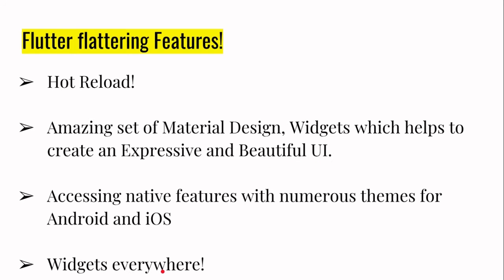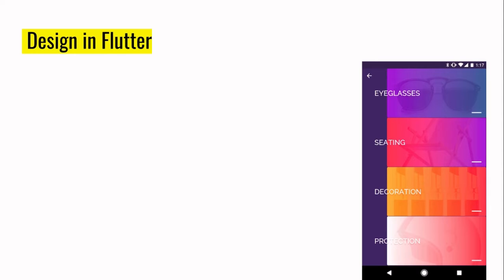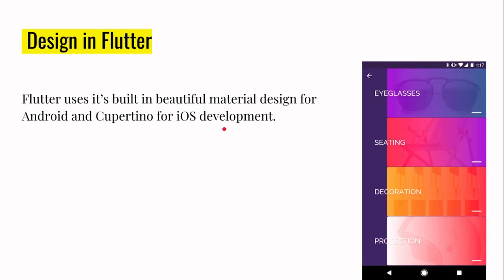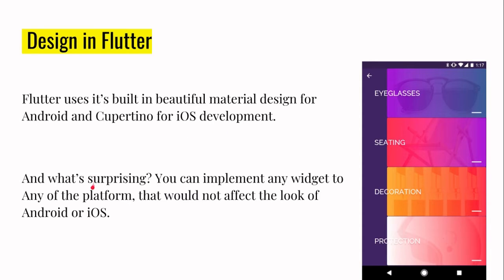Now, let's see the design in Flutter. Flutter uses its built-in beautiful material design for Android and Cupertino for iOS development. That means material design is meant for Android and for iOS development you can use Cupertino. And what's surprising is that you can implement any widget on any of the platforms and it would not affect the look of Android or iOS. Cool, isn't it?